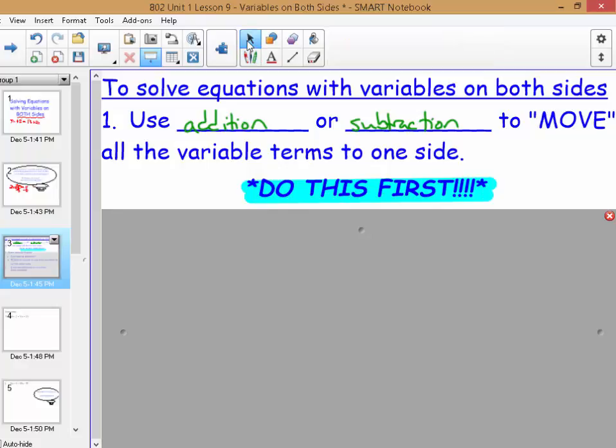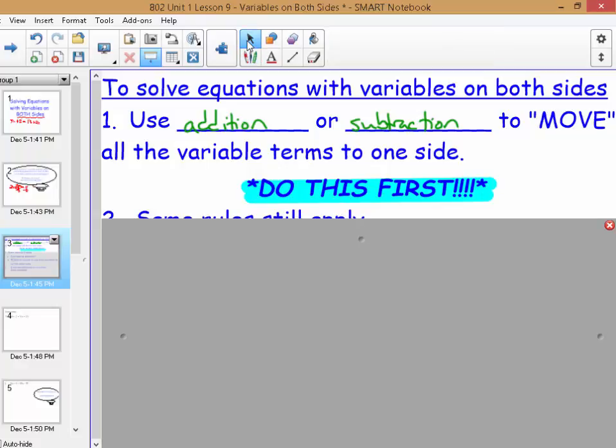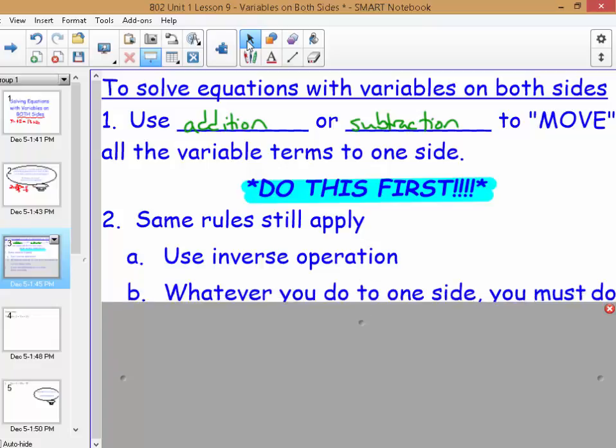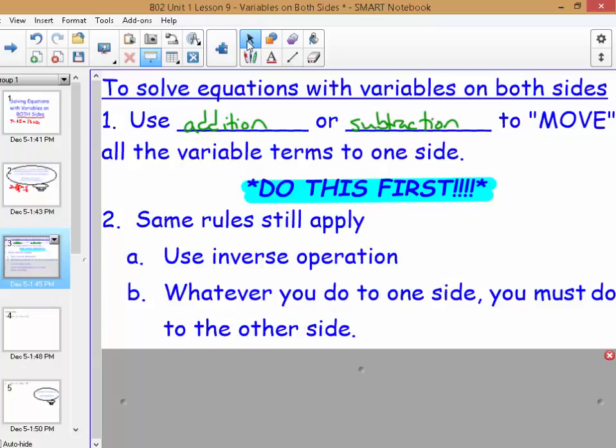Once you've simplified, the next big thing is you want to make sure you have all your variables on one side of the equation. Now, the same rules are still going to apply. What that means is we're going to use an inverse operation. If I see a positive, I'm going to subtract. If I see a subtraction, I'm going to use addition. You're going to use the opposite of what you see to get rid of the variables on one side. And remember, whatever you do to one side, you must do to the other. And that's how you're going to actually end up getting them on one side.